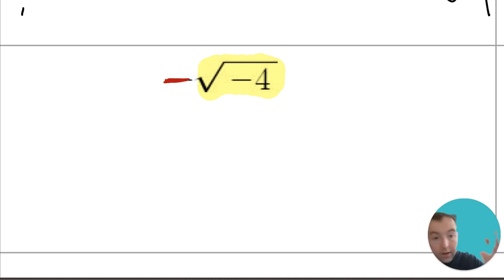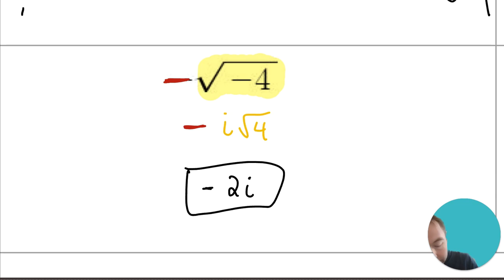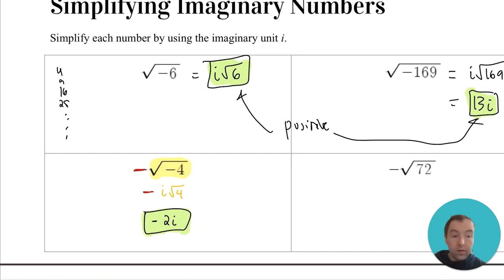Okay. So in the yellow, we have the square root of -4. Because you're square rooting a negative, of course, we know that it's going to be i root 4, and then multiplied by that -1 in front of it. And then 4 also happens to be a perfect square like 169 was. So it just ends up being 2, and then i, and then negative, right? So this is the first example that we've seen so far on this slide where we actually got a negative imaginary answer, right?